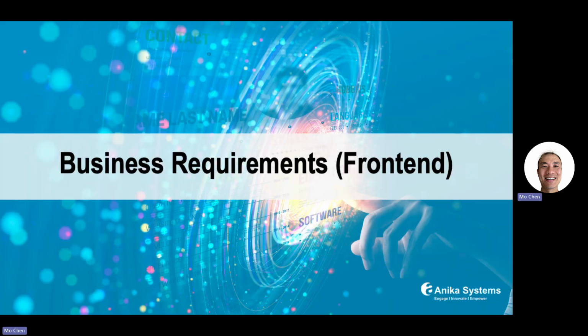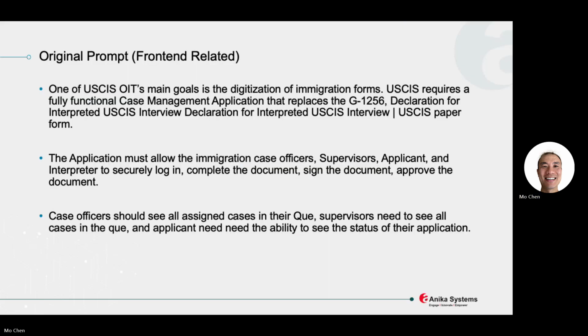Let's get started with front-end business requirements. Those requirements define the way that end users interact with the system, collect the information from users' entry, and pass it to the backend for getting a response. From this screen, we can see the original prompt indicating the criteria that the application's frontend needs to meet. Let's see what kind of key information we can extract from this paragraph.